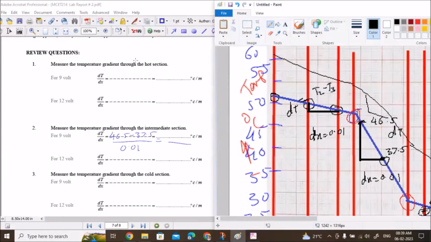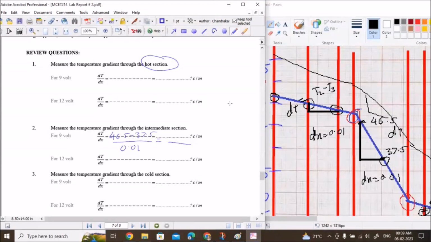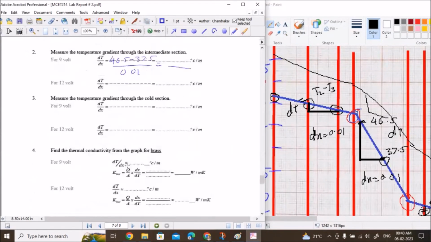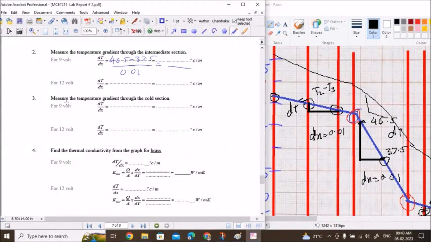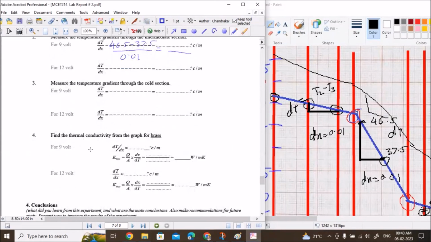Okay, for a hot section, dt is T2 minus T3 divided by delta x is 0.01. So put this from table, write the answer similarly. So we can review these questions. And for thermal conductivity of brass by graph, measure the temperature gradient through cold section. Now thermal conductivity from graph for brass. We can add for steel also, K steel. K steel is equal to from graph Q by A delta X steel by delta T from graph.